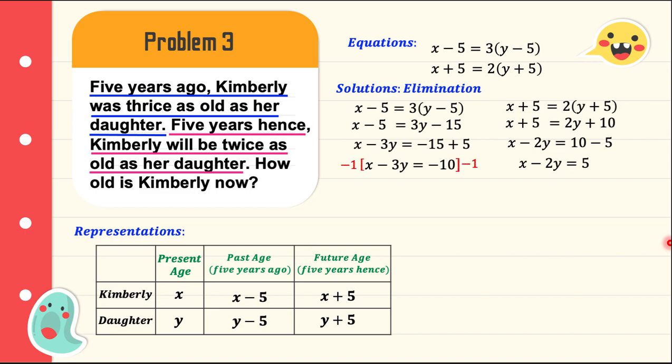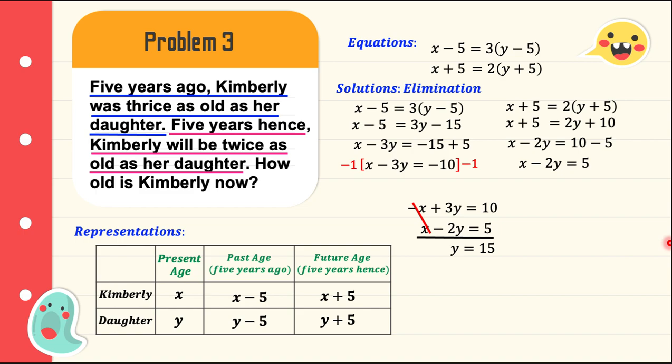As we multiply the first equation by negative 1, it means we just need to change all the signs. From positive it will be negative, from negative it will be positive. So the first equation will be negative x plus 3y equals 10. Rewrite the second equation as is, don't change the sign: x minus 2y equals 5. Adding the equations here, we can now eliminate x. So 3y minus 2y, the answer is y, equals 10 plus 5, the answer is 15. So therefore, the value of y here is 15.